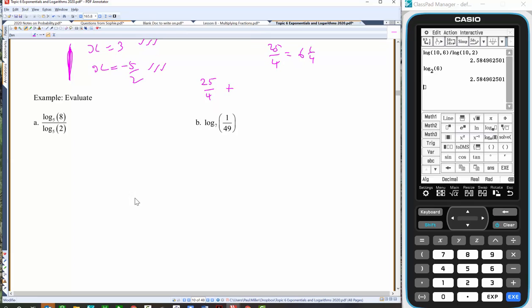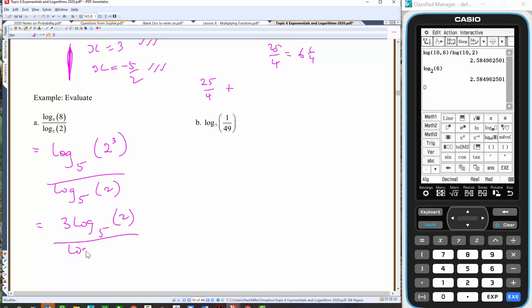All right, this one here, I remember this one from a test a few years ago. A student said the answer was 4. No way. Okay, so what we're going to do is go log base 5, and we're going to rewrite this as 2 to the 3 over log base 5 of 2. We're going to use that rule to bring the exponent out the front as the coefficient for the log. Cancel them off, answer's 3.